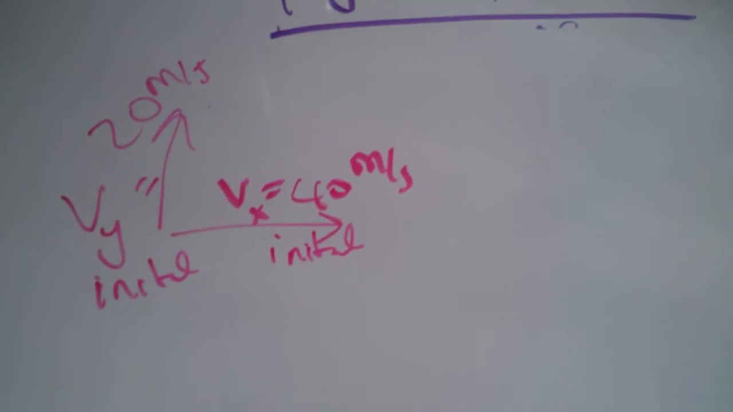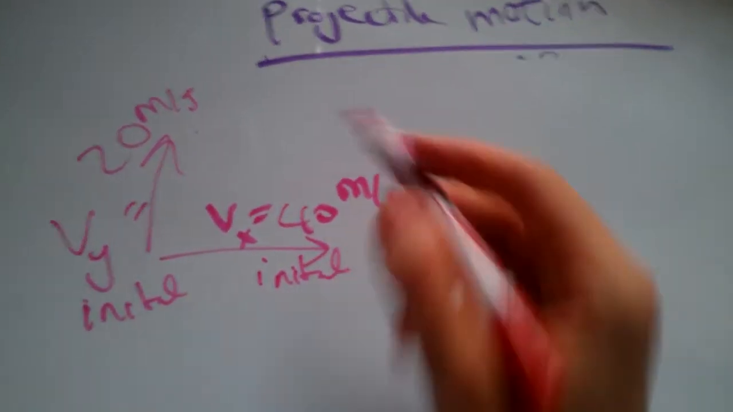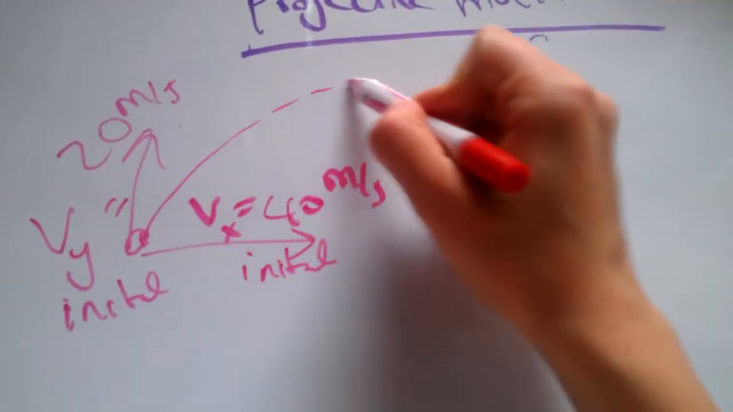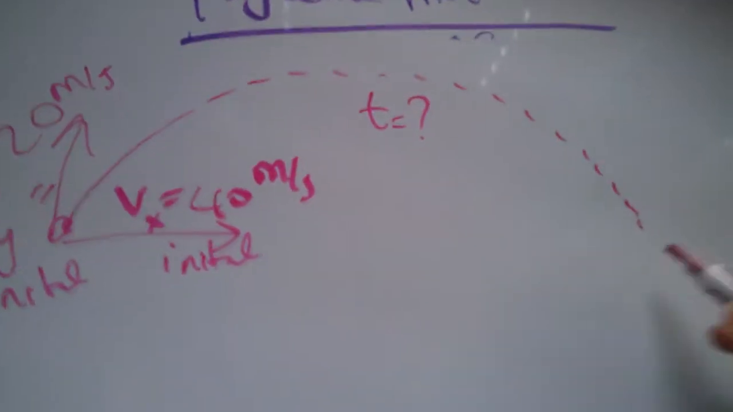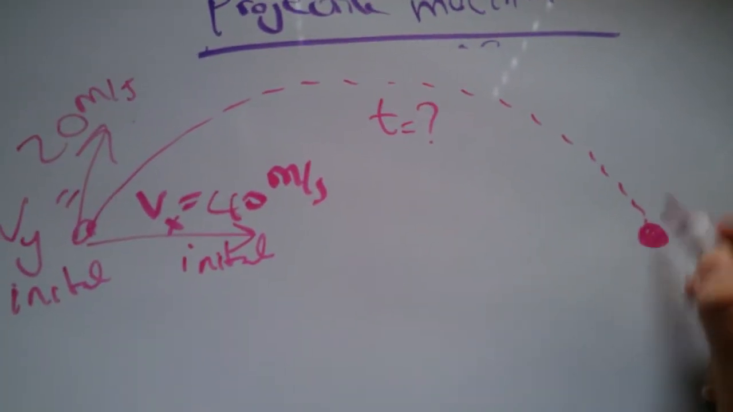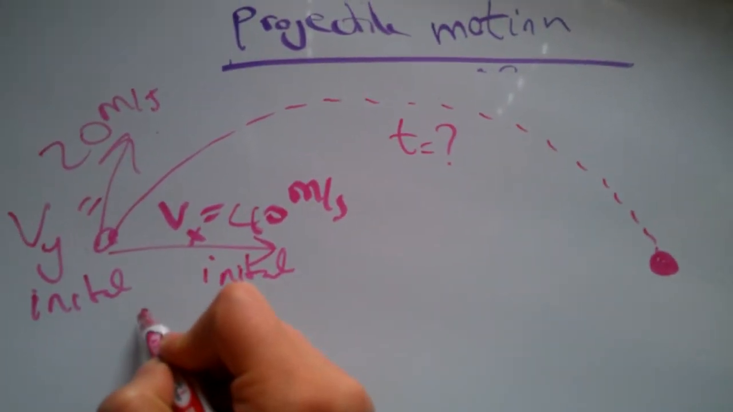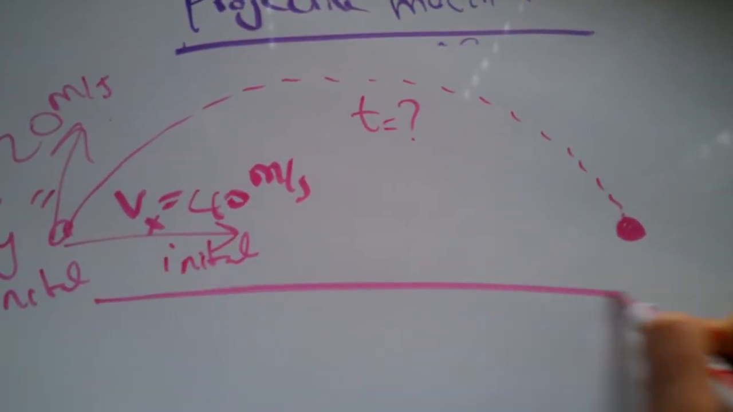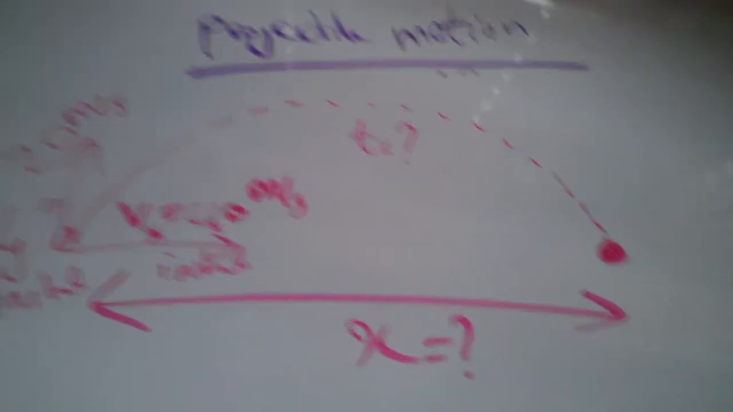Okay? And then it says we were asked about how long the ball will remain in the air. So we are throwing the ball like this. We're asked about the time that this ball spends in the air, and also how far it will travel during this time. So how far it moves forward, this distance.